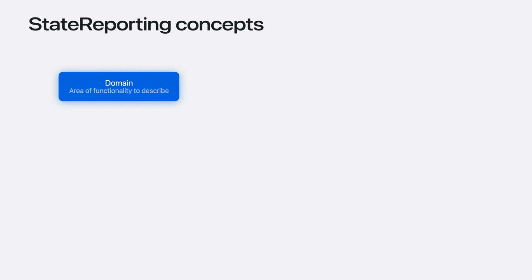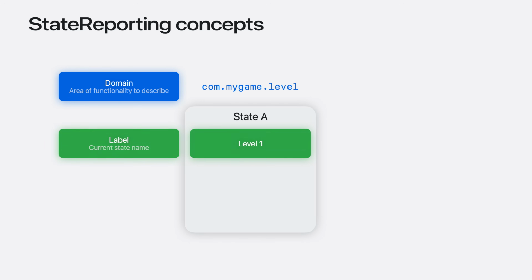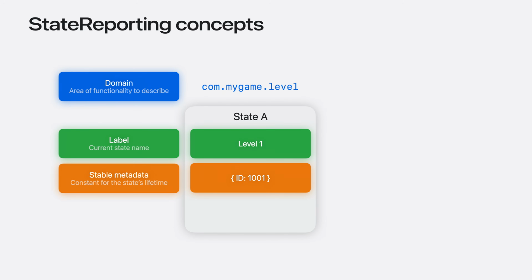Domains are finite state machines that represent specific areas of functionality. For example, you can define a label domain that tracks the player progress. Each domain can be in one state at a time. Each state starts with a label, such as label 1.